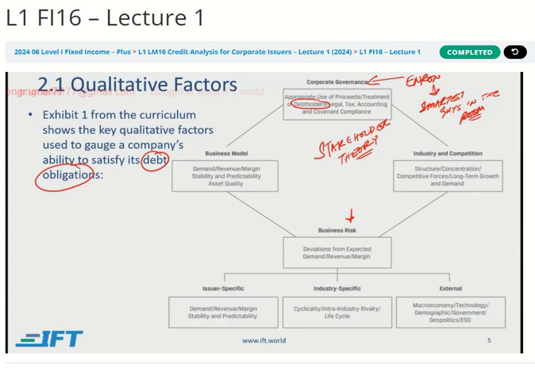Right. Now, once that is there, we can talk about other things such as the business model and the industry and competition. Now, when I talk about the business model, what we are really interested in is stability and predictability, right? It should be a very stable and predictable business where the sales, revenue, and the margin that is being generated from that revenue are stable.